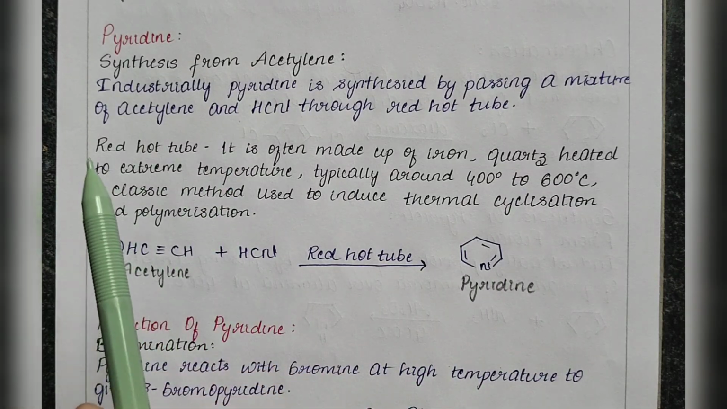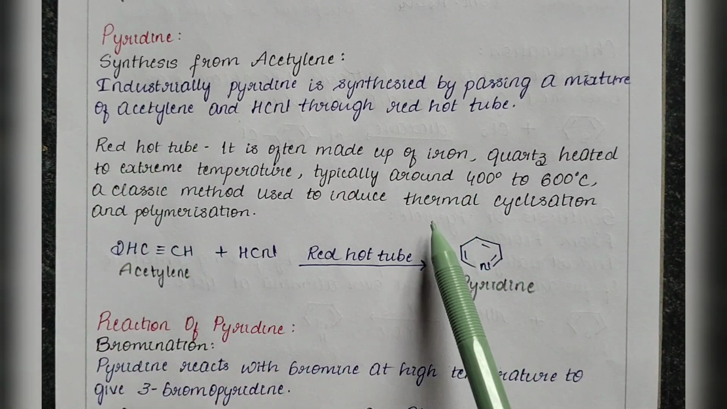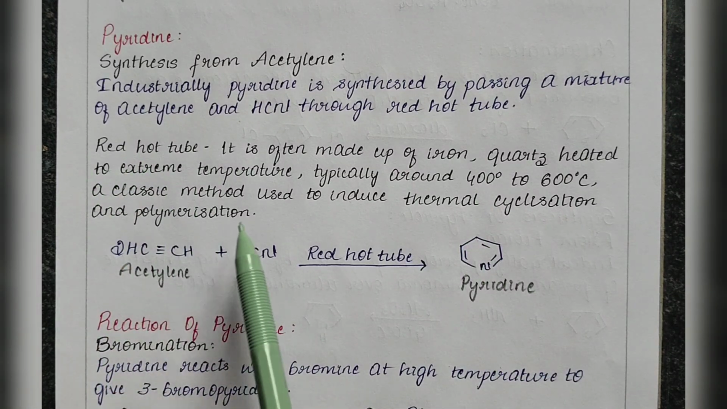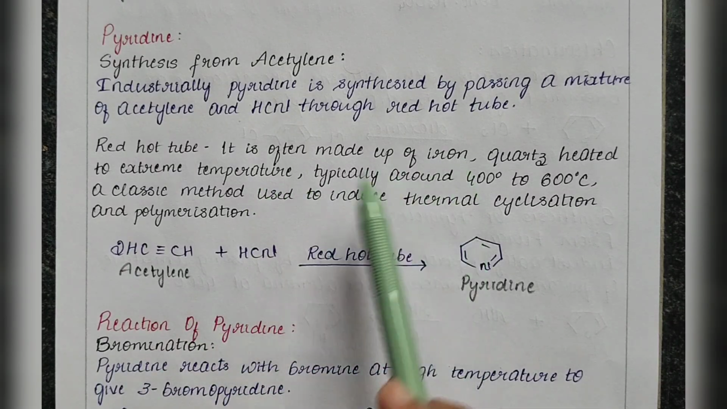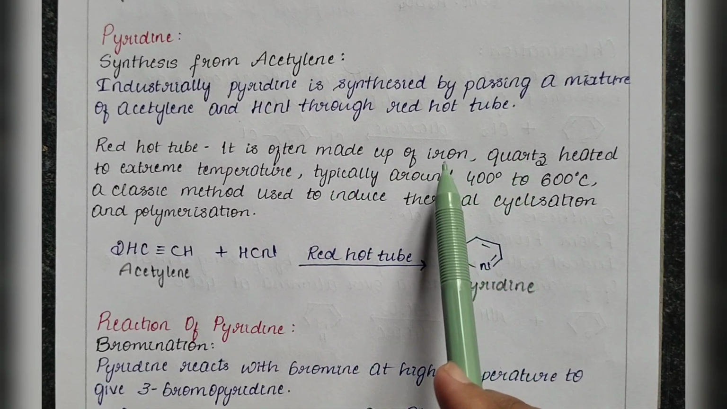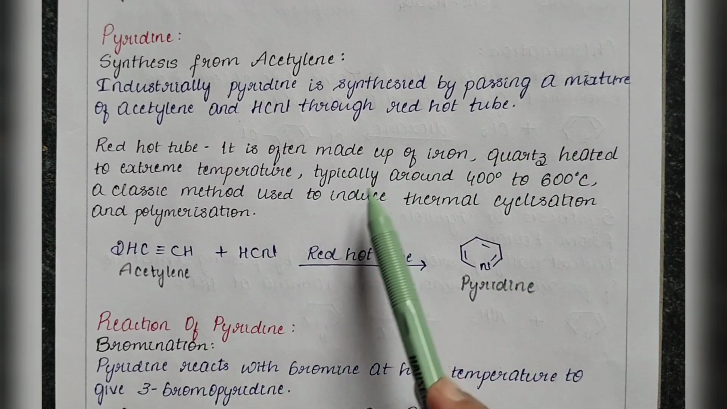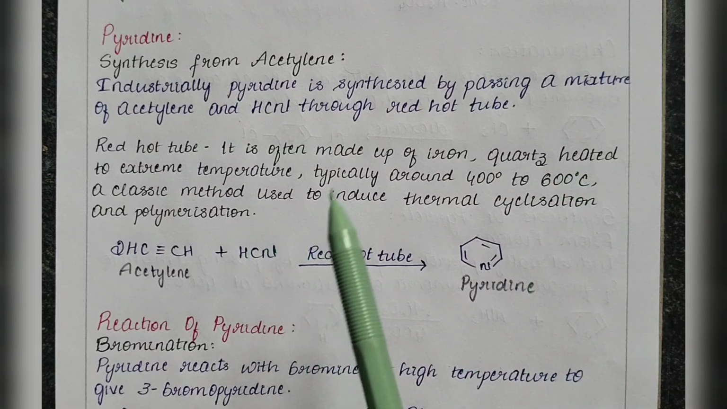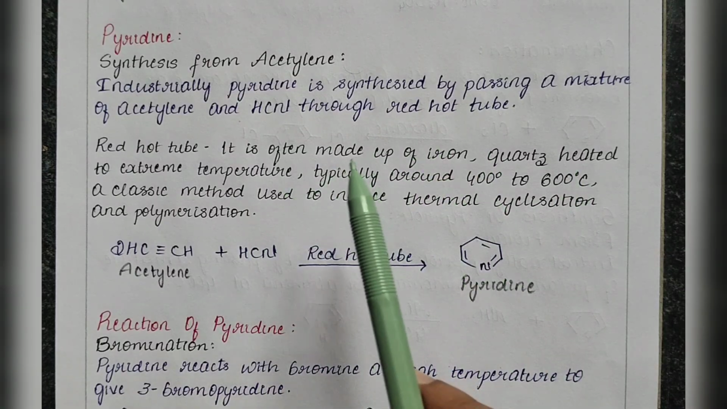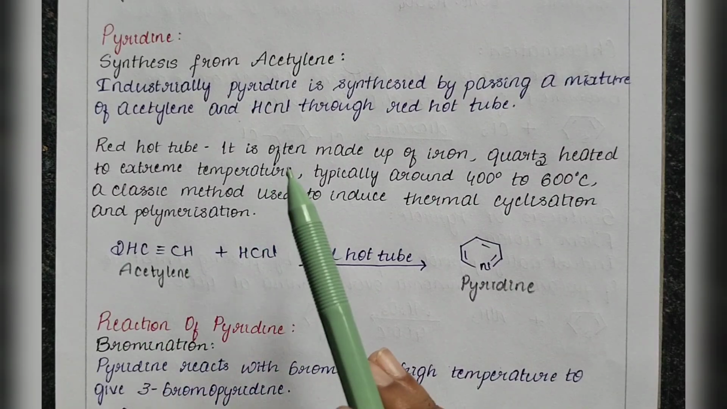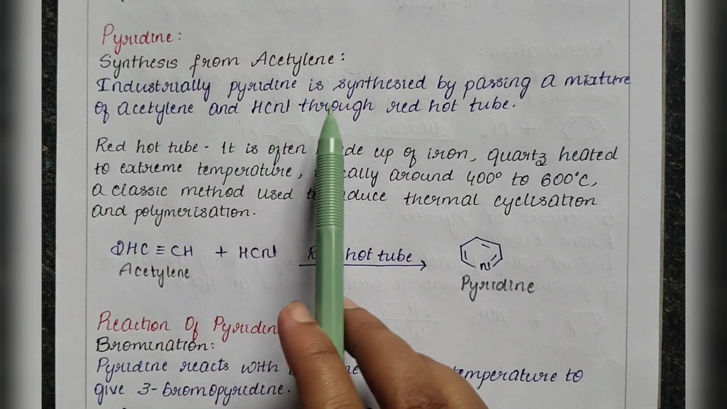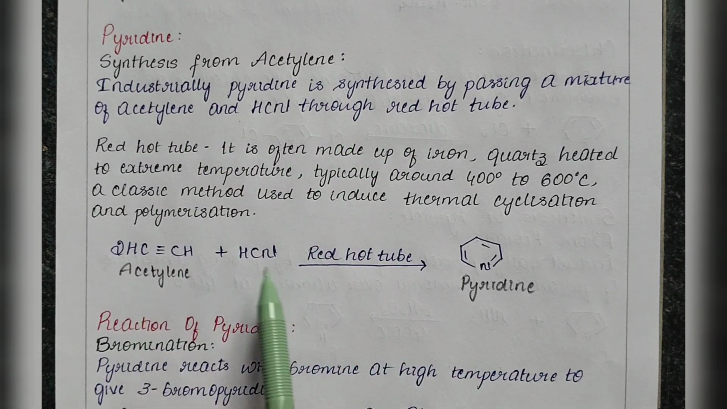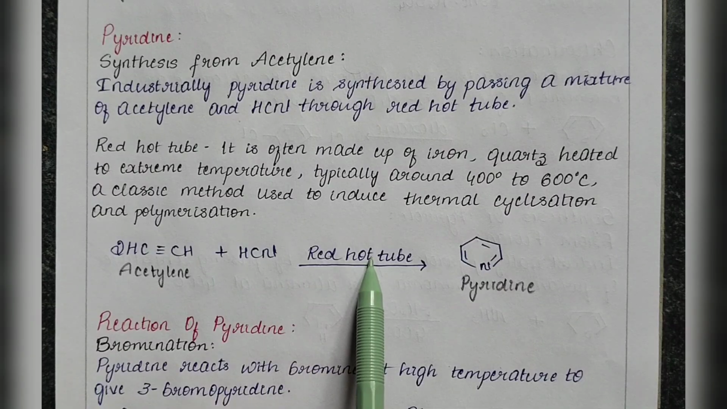So the red hot tube method is usually used in thermal cyclization and polymerization, which is nothing but formation of polymers, and it is actually a combination of many metals, usually quartz and iron, which is heated to an extreme temperature of 400 to 600, so that the bonds formed at extreme temperatures and conditions will be more stable, and their boiling point and melting point will also be higher. So, as seen from the definition of synthesis, when acetylene is made to react with HCN in a red hot tube, we'll yield the corresponding compound, that is pyridine.